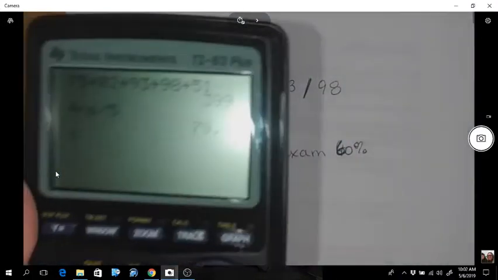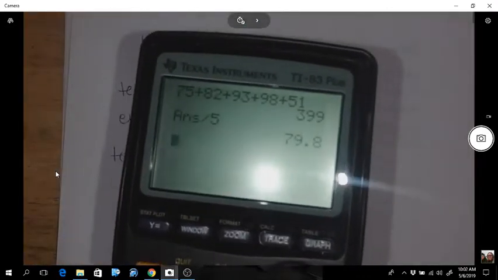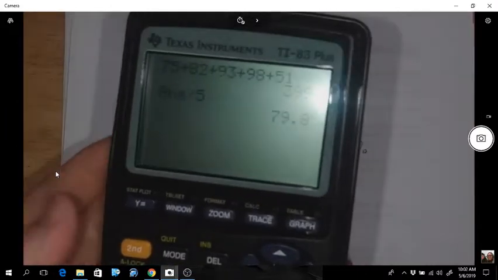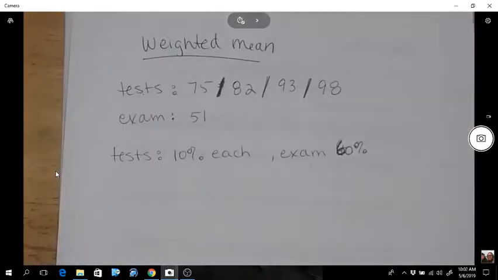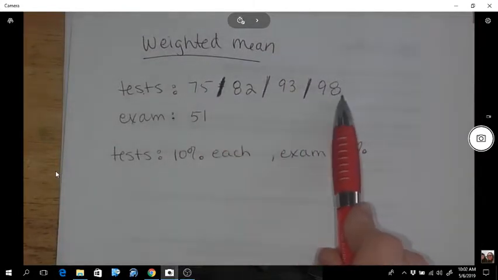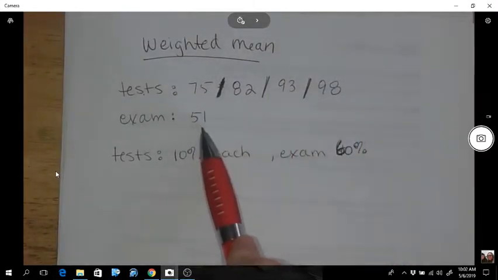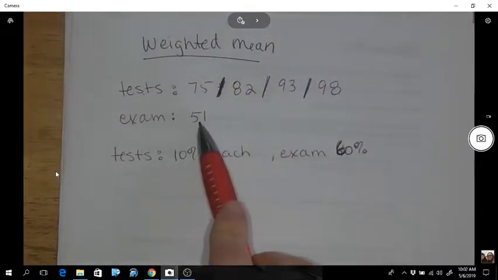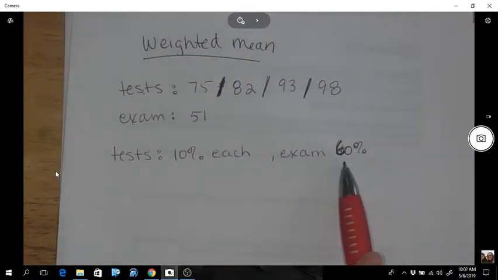So if you were to find the average, we knew that we would add it all up and then divide by 5, right? Which comes out to an 80% average. But here, it says that each test is worth 10% of your final grade, and then your final exam is worth 60% of your final grade. So you can see that this exam has a lot to do with your final grade. It's 60%. So this is worth over half of your grade.